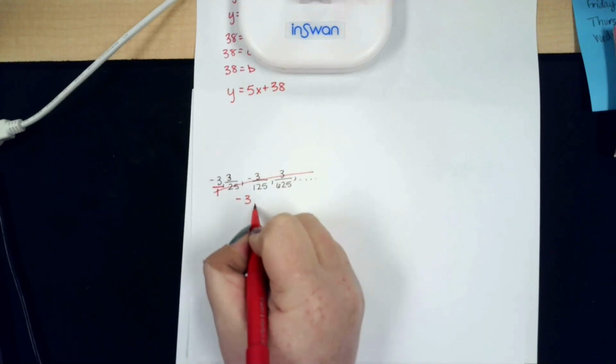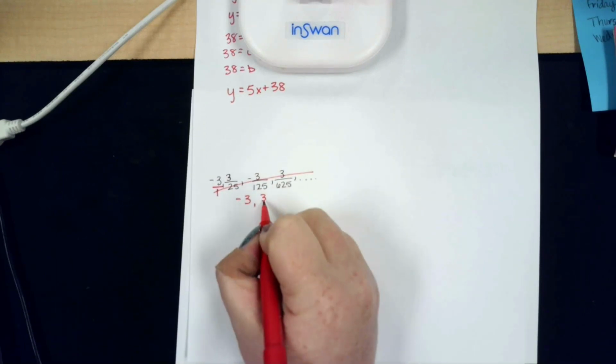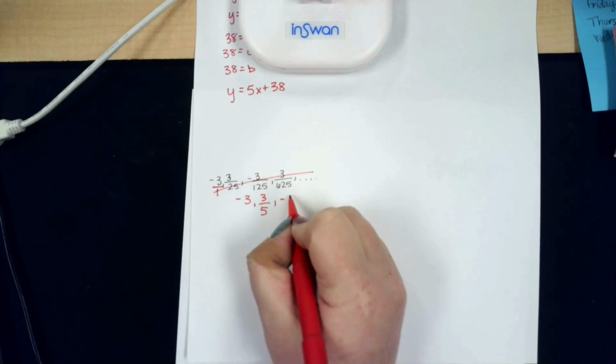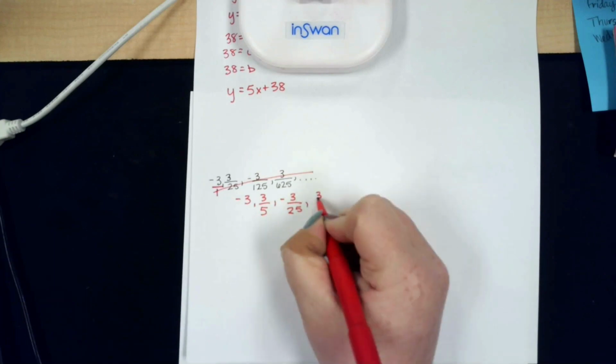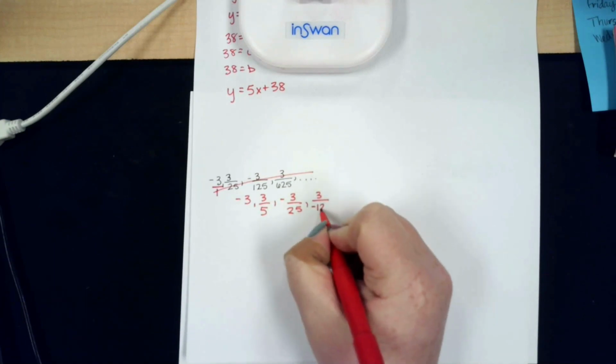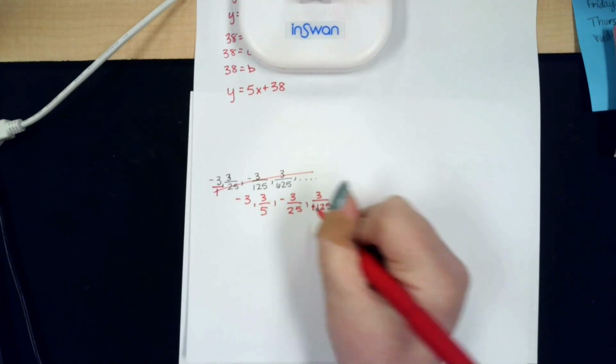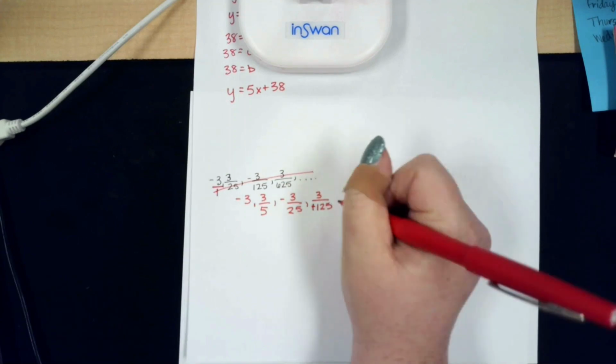This one should go -3, +3 over 5, -3 over 25, +3 over 125, or positive. That should be a positive. Did you get that?